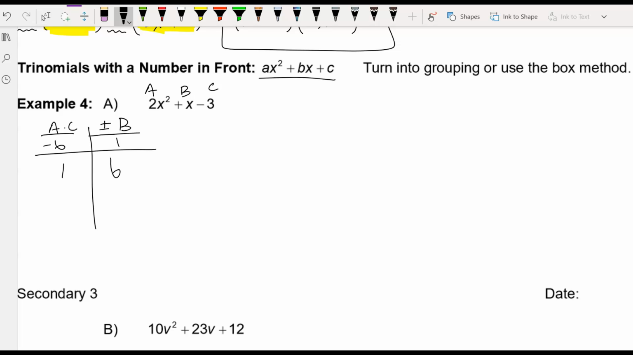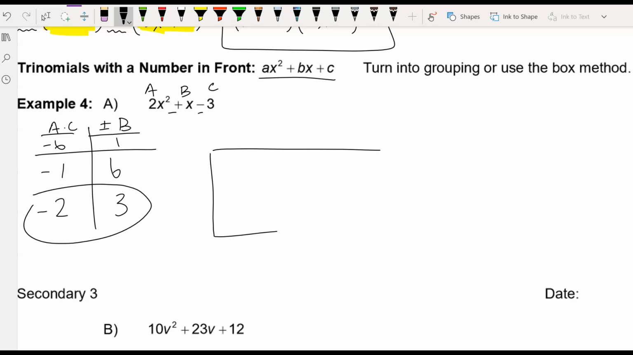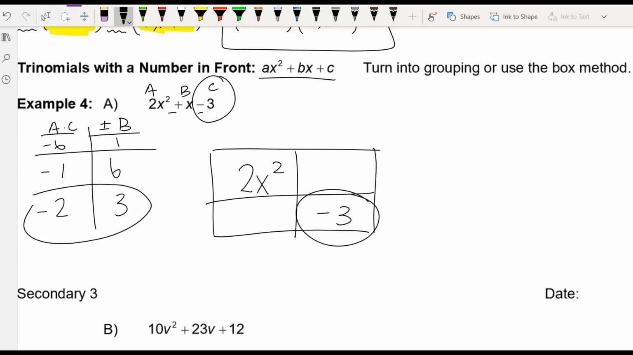So we have 1 and 6, 2 and 3. So it's a positive negative, so that means our little numbers are negative. 6 minus 1 does not equal 1. 3 minus 2, well, oh, that works. So now when you're putting it in your box, so we have our 2x squared and -3, so that stays the same. So you only use your C value here, not the A times C. So be very careful when you're putting those in your box.